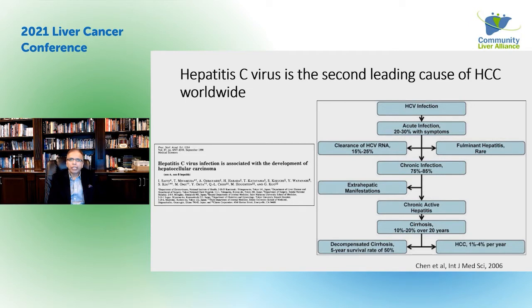Over a period of 2 to 3 decades, 10 to 20% end up developing cirrhosis. And those are the patients, not only those with cirrhosis, but those who have extensive fibrosis, what we refer to as bridging fibrosis, they are at risk of hepatocellular carcinoma. And that is estimated to be at the rate of 1 to 4% per year.